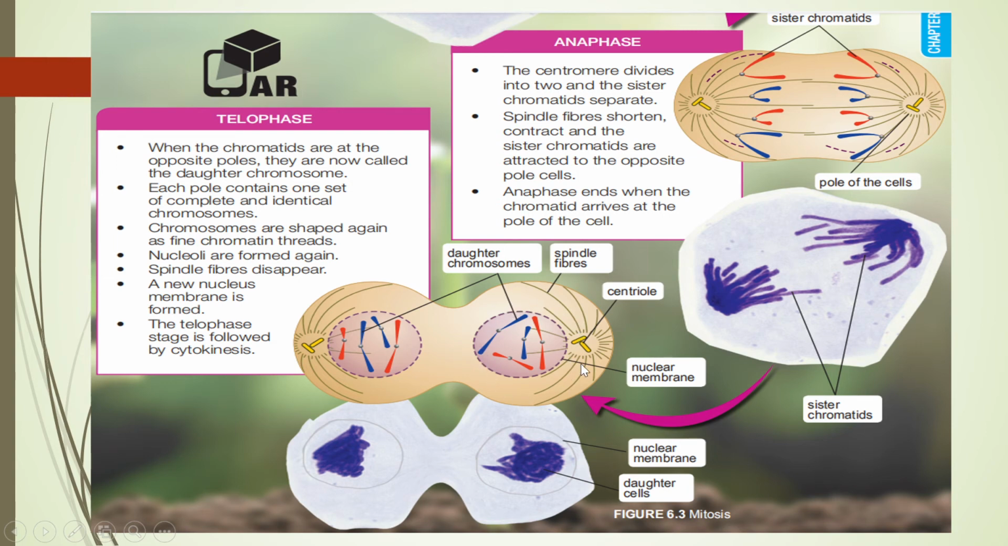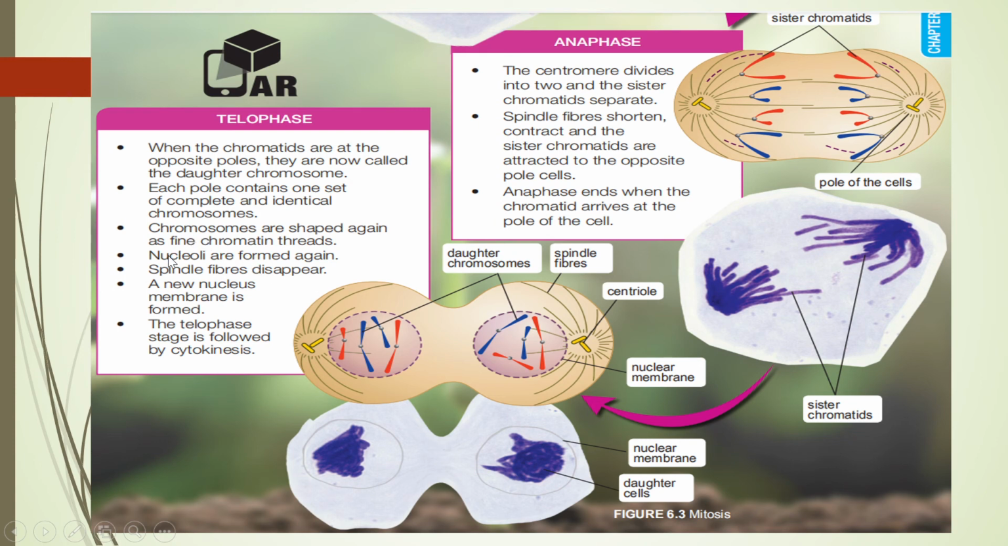So now each pole, this pole and this pole over here, contains one set of complete and identical chromosomes. So the chromosomes are shaped again as fine chromatin threads. That means they revert back to how they were initially in prophase. When they were in prophase, remember the term chromatin? So that's why you get to see a thread-like appearance like this.